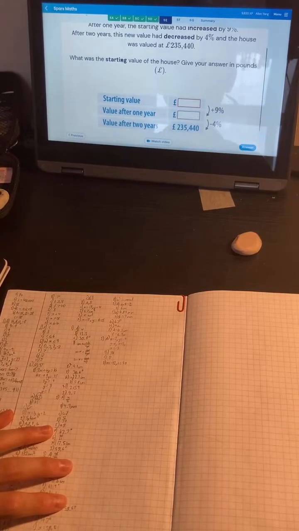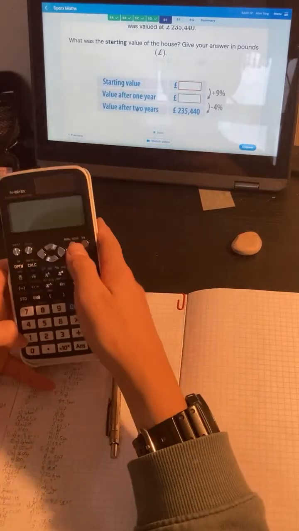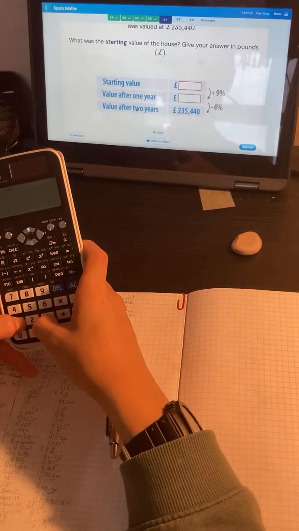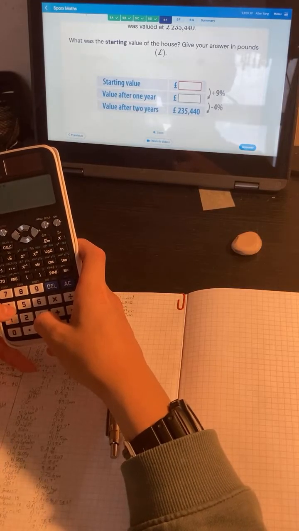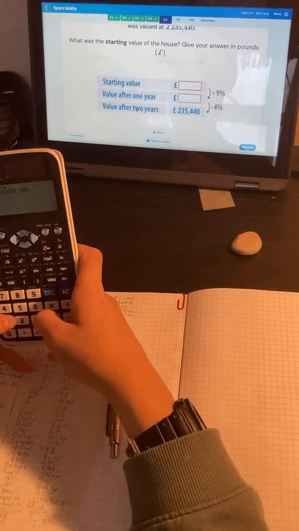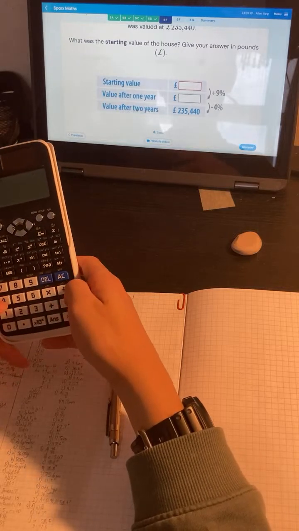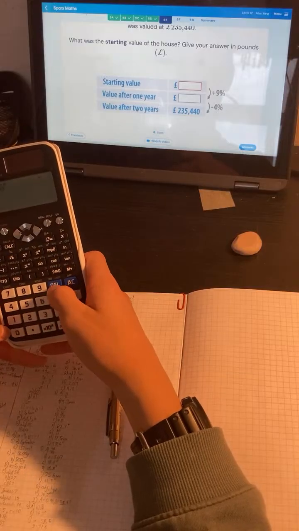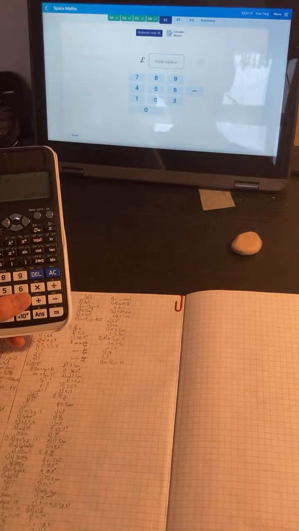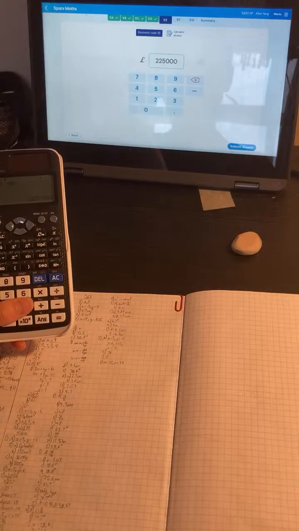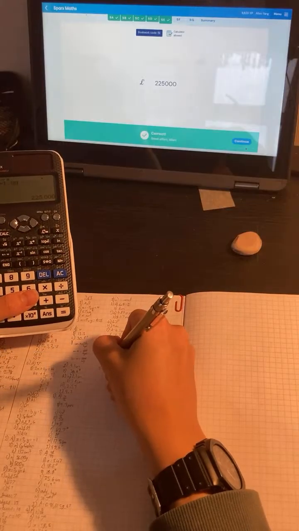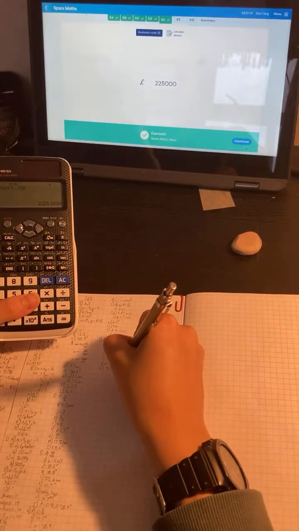Right. Blah de blah. Right, okay, so first that's a bit annoying. So 235,440 divided by 0.96, and then that divided by 1.09. 225,000. E. 225,000. F.